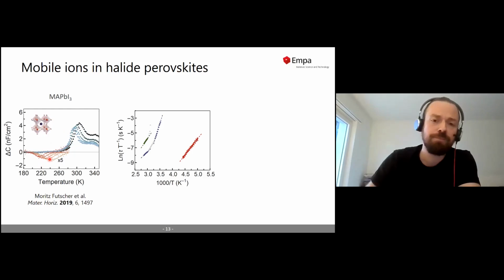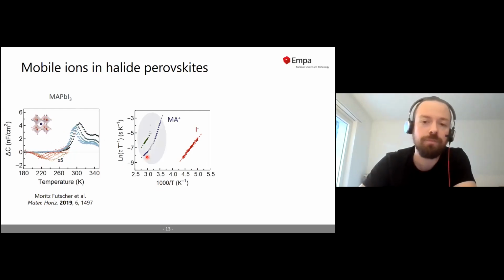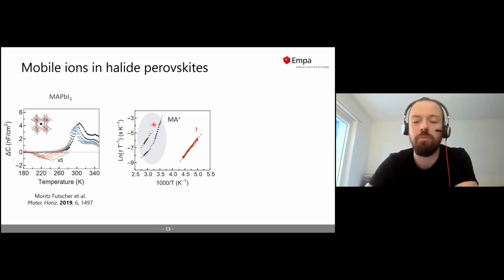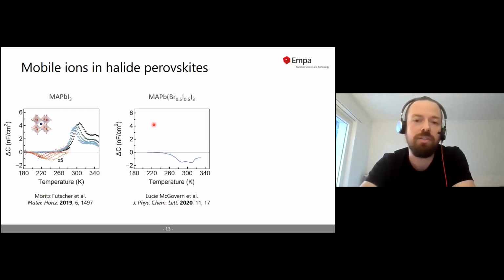And then we can fit all of the data and place it on an Arrhenius plot. What we see is that, again for MAPI, we have methylammonium migration and iodide migration. This seems to change somewhat across the phase transition from tetragonal to cubic for methylammonium lead iodide. But how does this change when we go to different perovskite compositions?